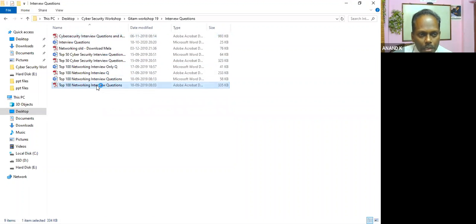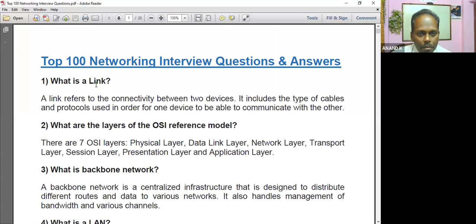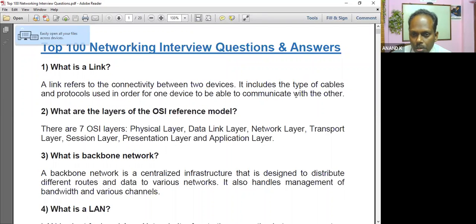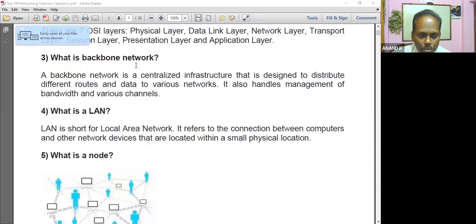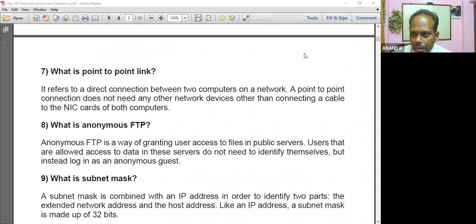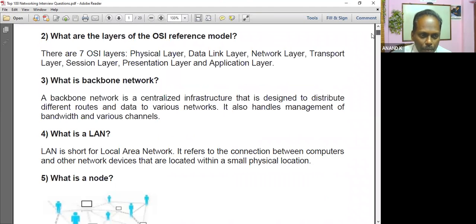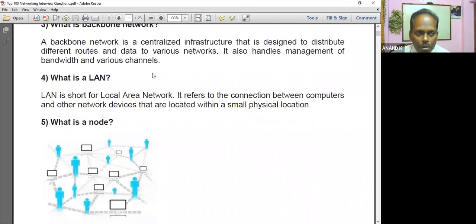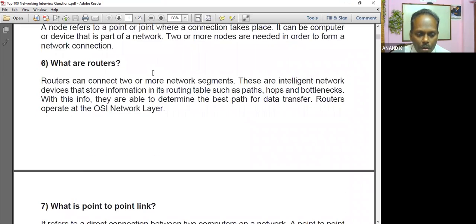Okay, these are the questions which are there. With answers also I have mentioned, but I have already given the questions in yesterday's mail. Please go through these questions. Maybe we'll have some discussion on these questions also. These are self-explanatory. What I suggest is that please go through what are the layers of OSI. You can answer backbone, LAN, node, routers.